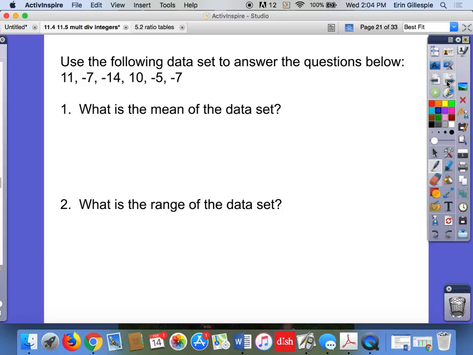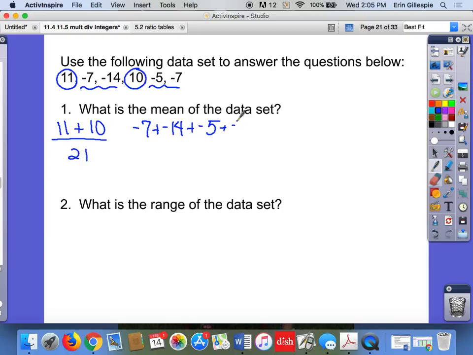So, what's the mean of the data set? Remember, first you want to add. I said I personally prefer to add all the same signs together first, so I'll just start with the positive number since that's what's first in my list this time. So 11 plus 10 would be 21. And then I've got all my negative numbers. So I've got -7 plus -14 plus -5 plus -7.